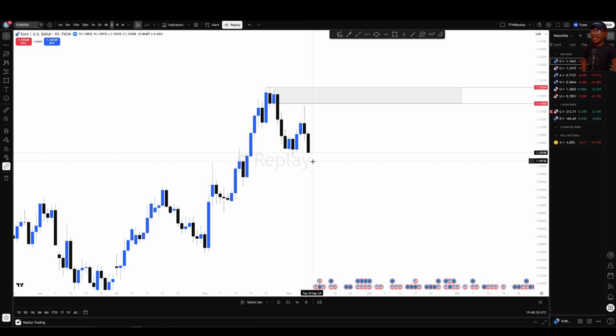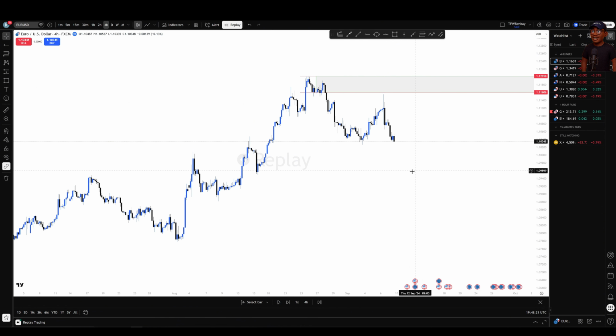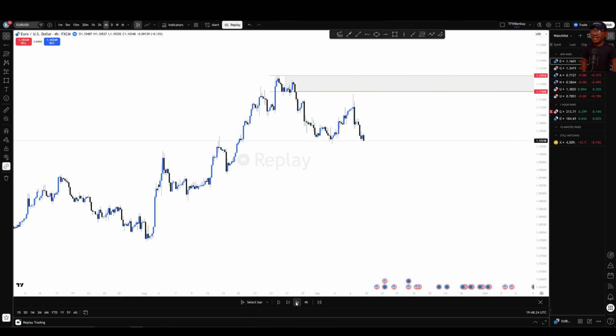All right, so we have to trade this. We can't trade on the daily time frame. So what do you have to do? You have to go to the 4 hour time frame. So let's go to the 4 hour time frame. All right, so this is the 4 hour time frame, and then let's wait for price action to do its thing.